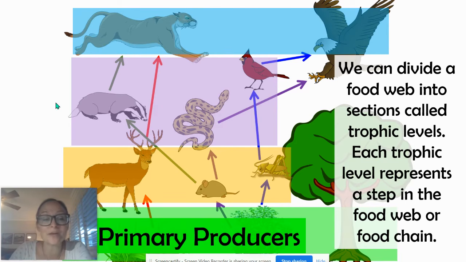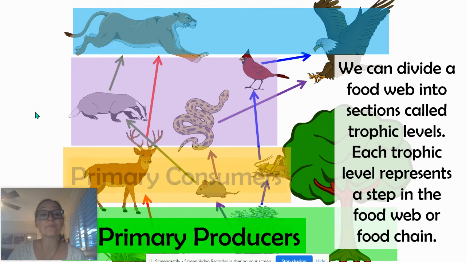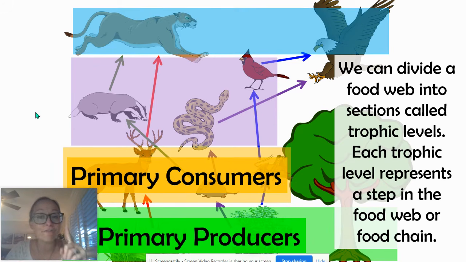So the first one with our plants is called our primary producers. Then we're going to have our herbivores. Whatever eats those plants are called our primary consumers. They are the first, primary means first, they are the first to eat. So our first trophic level are the plants, the primary producers. Our second trophic level are the primary consumers, our herbivores.